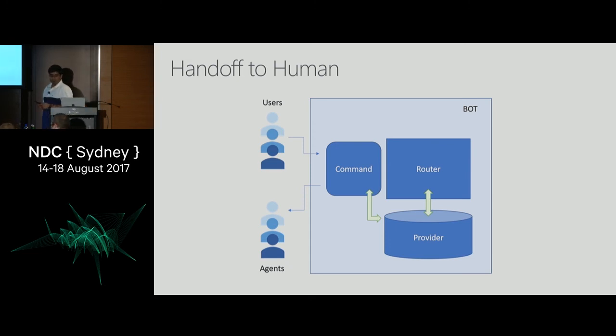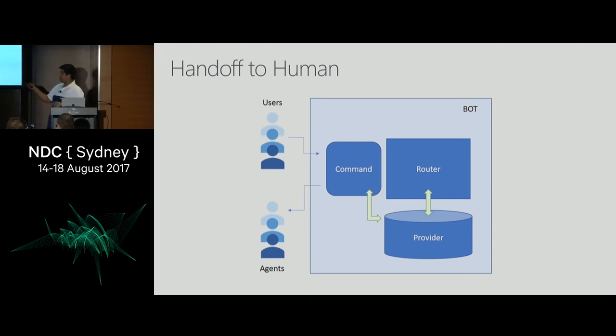The other one that's quite interesting is the router, which manages the way you communicate between the bot, the user and the agent. It is the gatekeeper, or the middleware, that decides which message needs to go to the agent or the user from the bot. So that's the router itself.